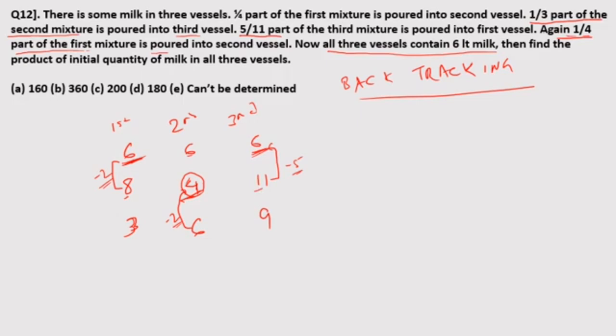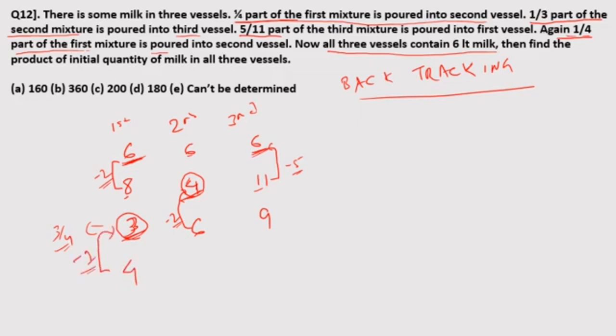Now the last step means the beginning step. As we are moving from last to top, the first step is 1/4 part of the first mixture is poured into the second vessel. If 1/4 part is poured, this part corresponds to 3/4, right? If 3/4 part is 3, the volume before this step was 3 into 4/3. That is 4, right? From 4 it is becoming 3, so minus 1.